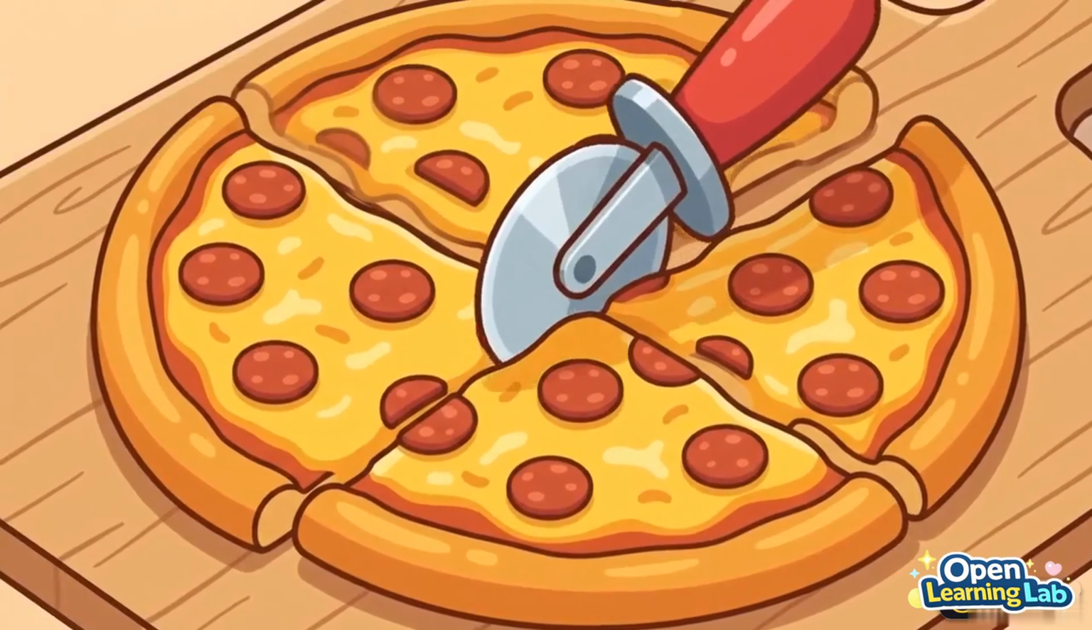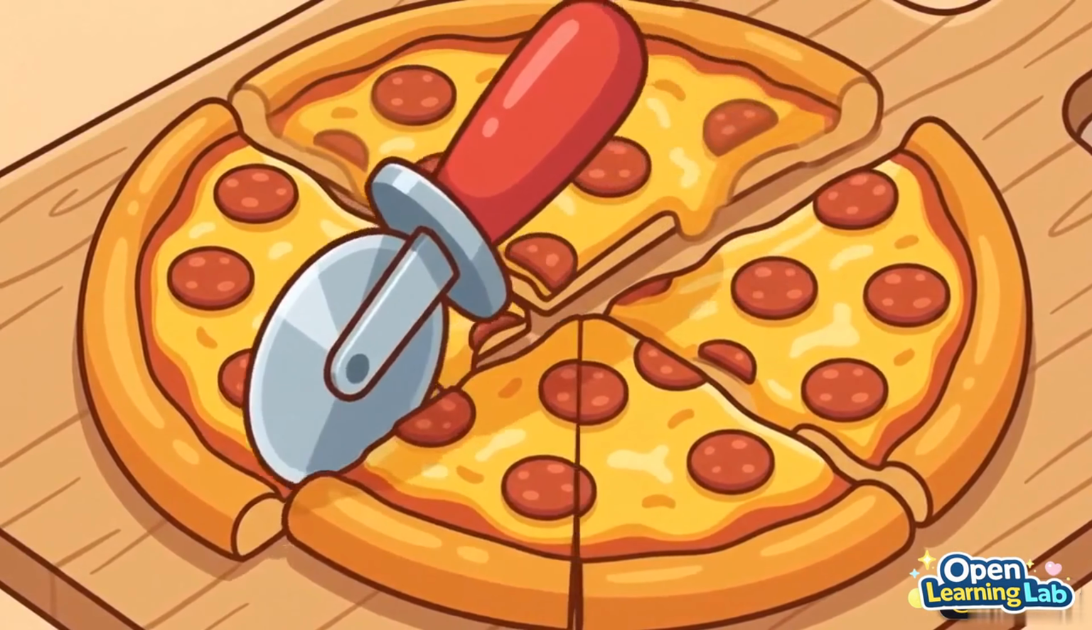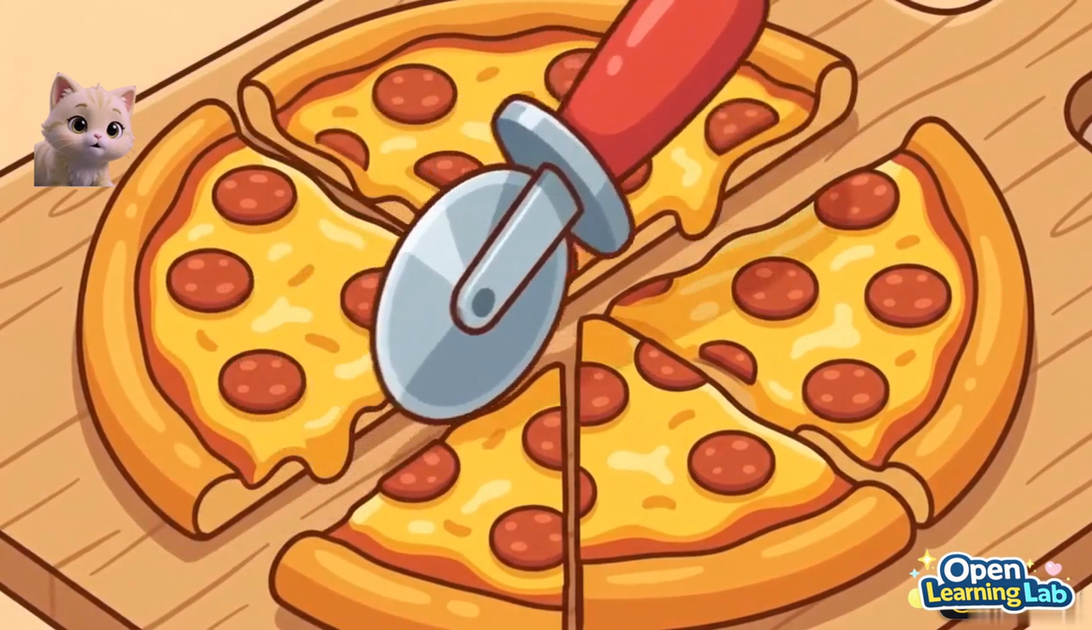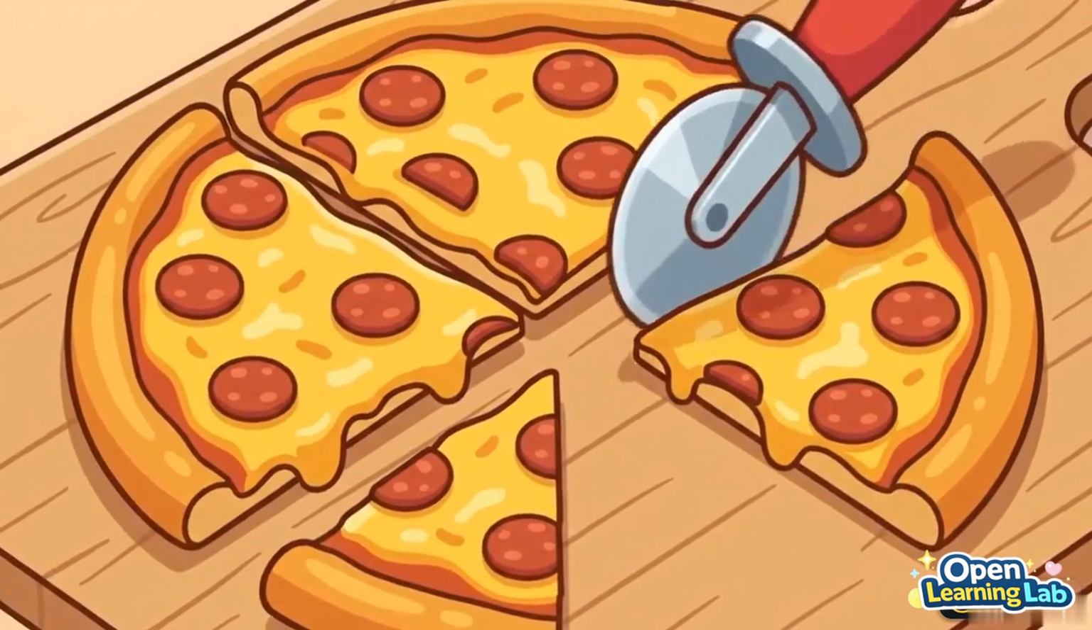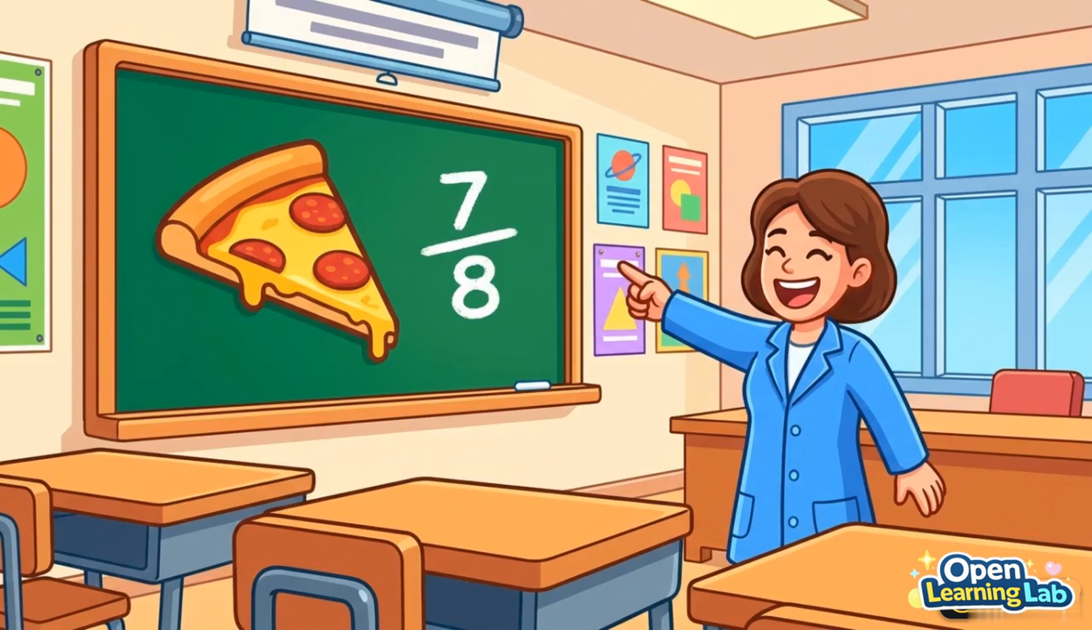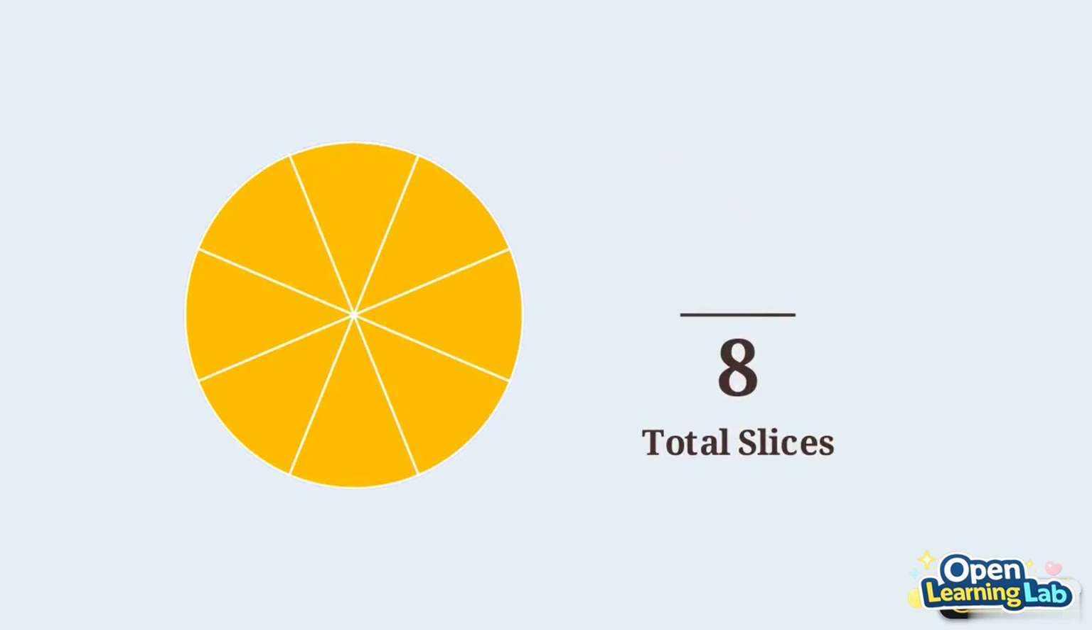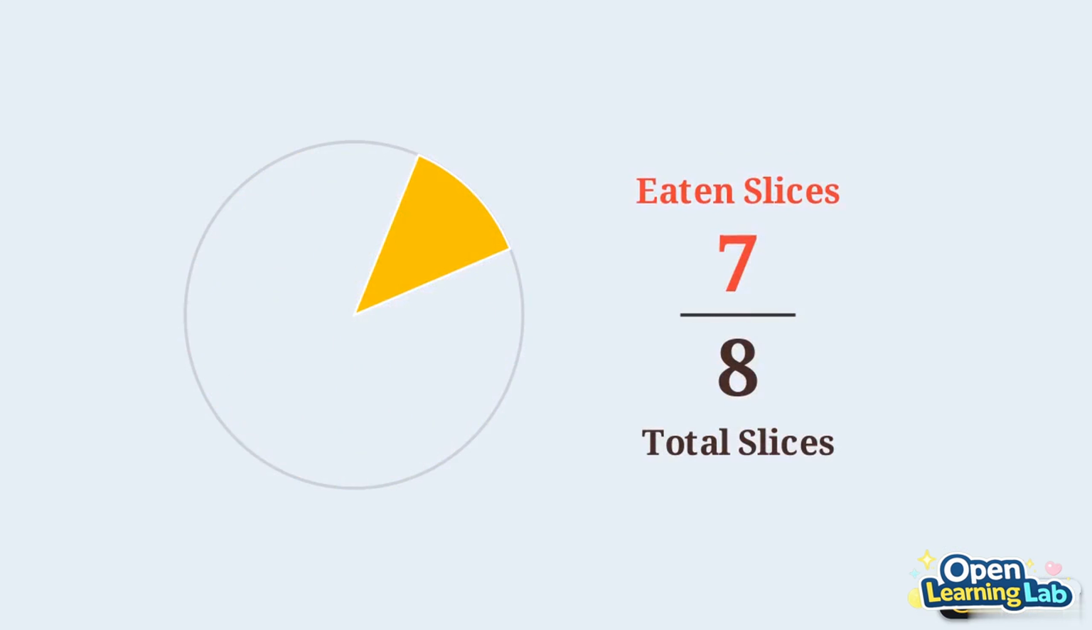Watch how fast this pizza disappears. Splitting it up into equal pieces is satisfying, but it also changes how we count it. Stick around because in a minute, you'll see the math behind what happens when you eat nearly every slice of a massive pie, leaving only one behind.